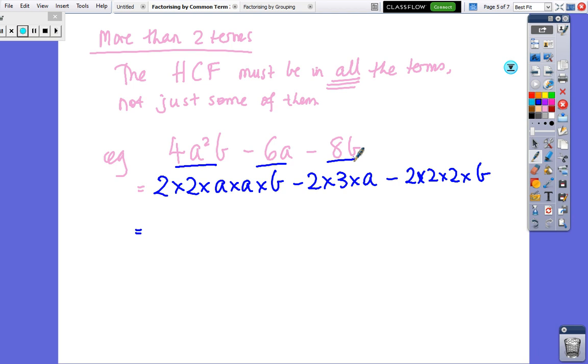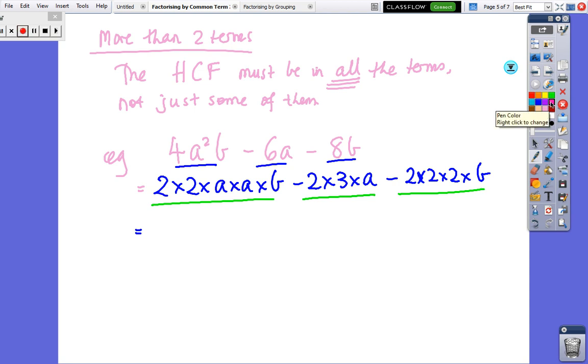So in the blue line, I have written down all the factors of the terms. So that's the 4a squared b, that's the minus 6a, and that's the minus 8b. What I want you to do is write that down. I want you to circle the highest common factor that is in all of the terms, but don't go any further than that. So pause, circle a term that appears in all of them, and then stop, and when you're ready, come back.